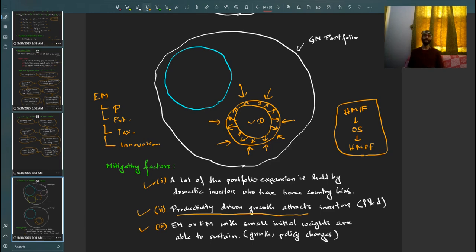So this means that if it's a smaller country which is making the healthier changes like productivity growth, like privatization, like innovation, all these things, if that emerging market or the frontier market is doing that, if the crime rates are going down, if the policy and the laws are becoming stronger and more robust and more sustainable, then that growth is much more sustainable. So these are a few of the mitigating factors that we had to discuss.